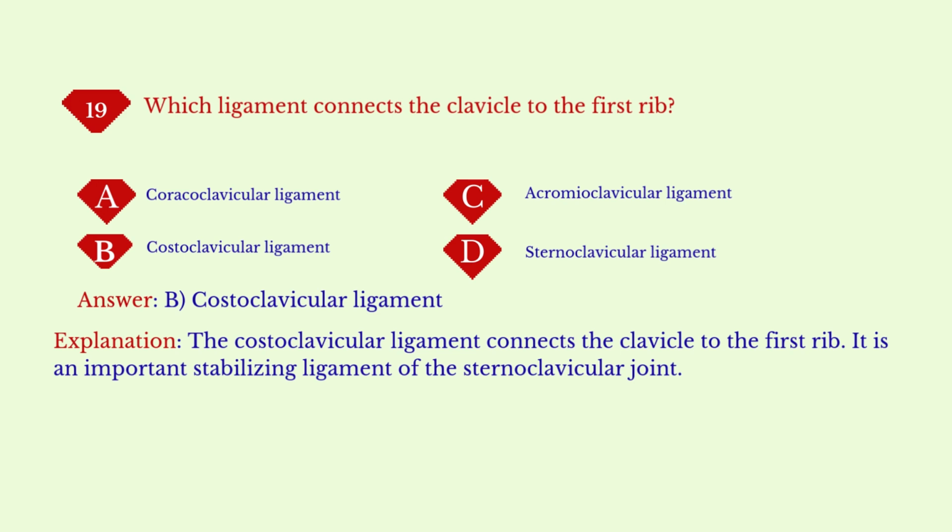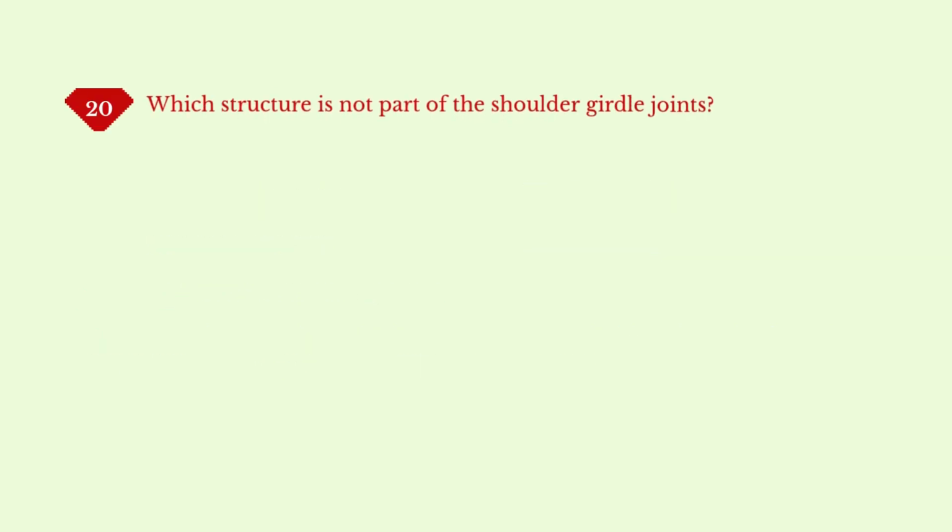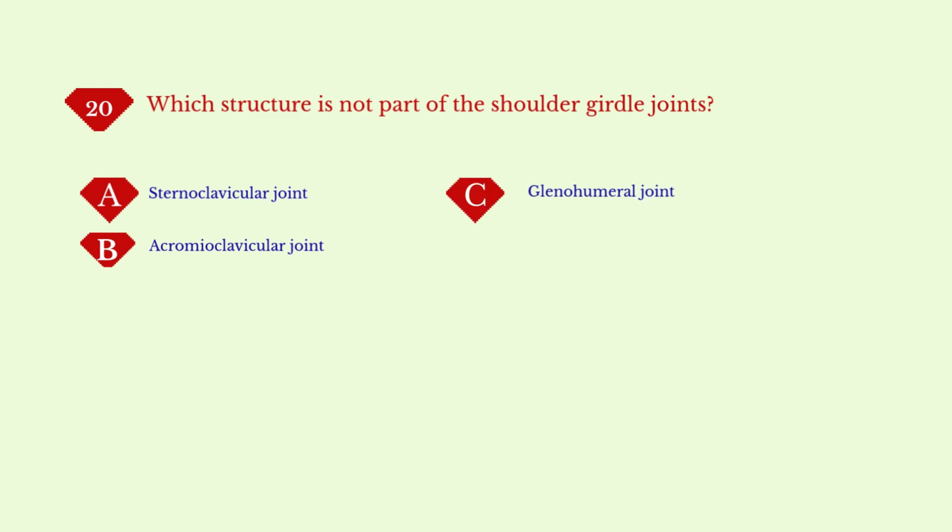It is an important stabilizing ligament of the sternoclavicular joint and helps prevent excessive movement of the clavicle during shoulder movements. Which structure is not part of the shoulder girdle joints? A. Sternoclavicular joint. B. Acromioclavicular joint. C. Glenohumeral joint. D. Radiocarpal joint.